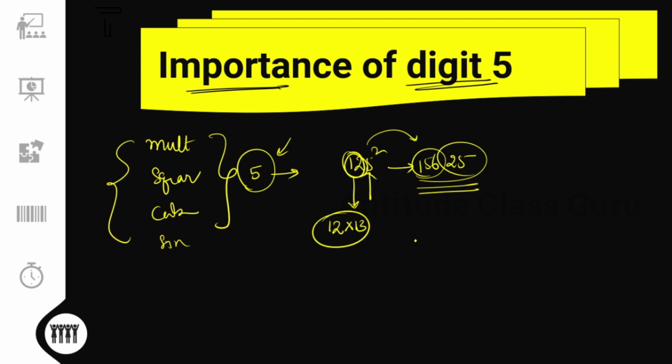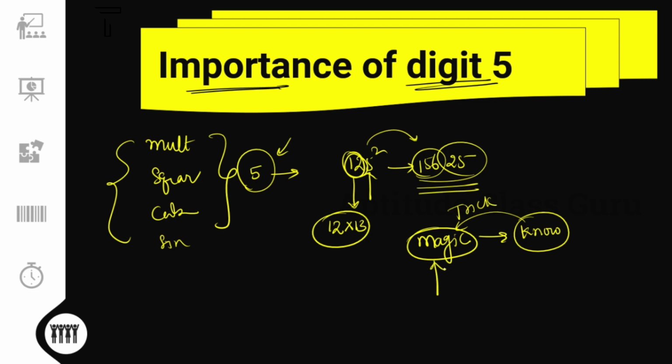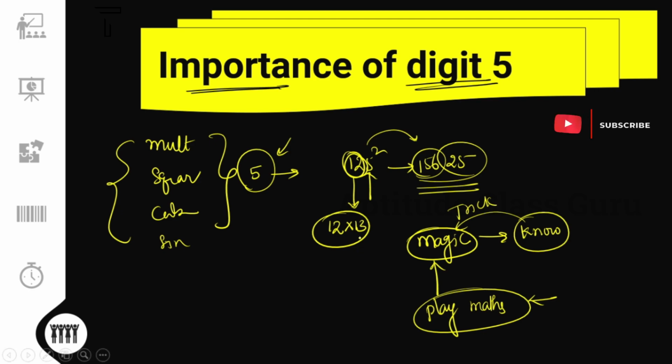So remember, maths is magic until you know it. If you know it, it is a trick. But if you want to become a master in the tricks, you have to play with the maths. This is the only way you can learn the maths. Don't practice it, try to play with that. Whenever you are playing, you can innovate, you can think, and you will start exploring new things.